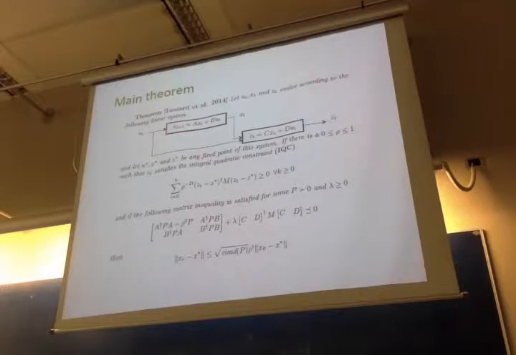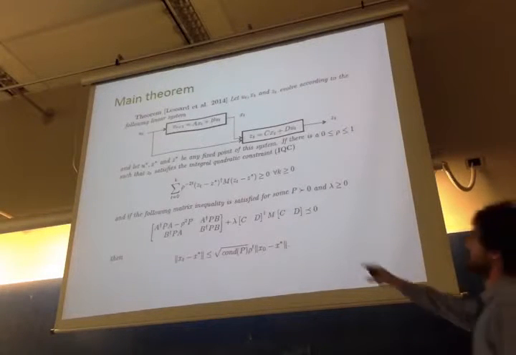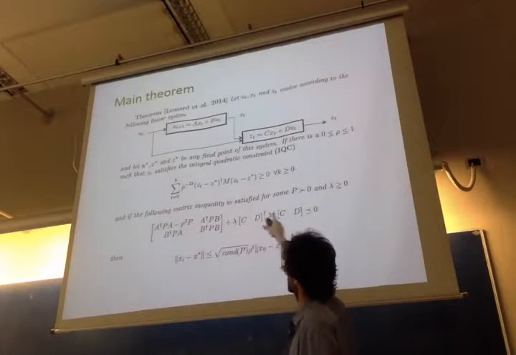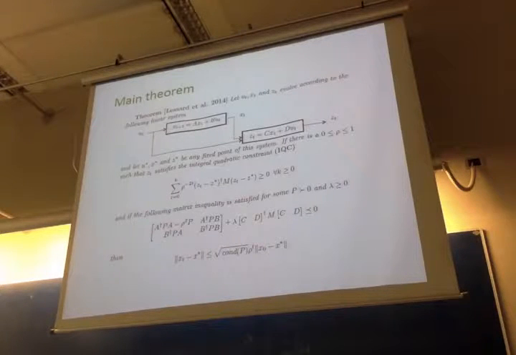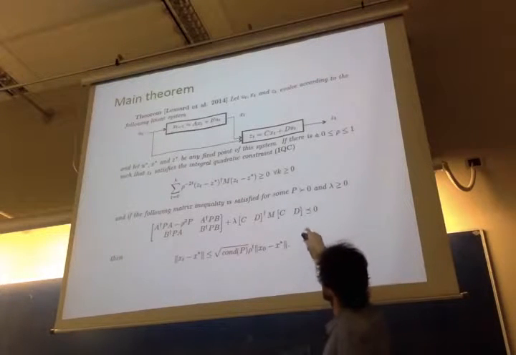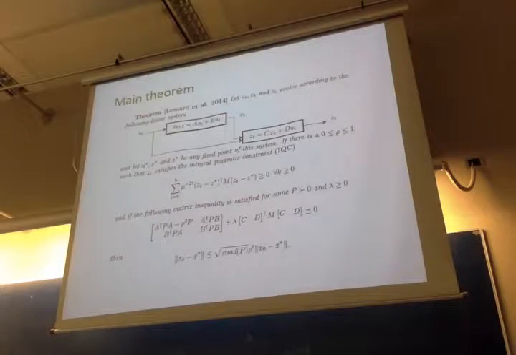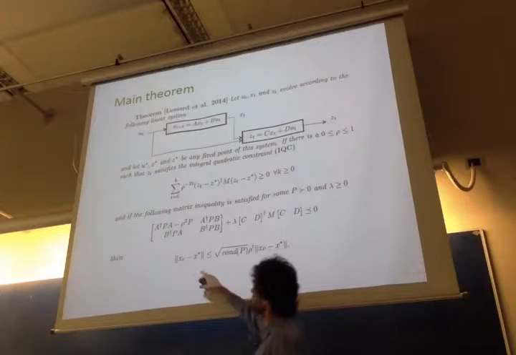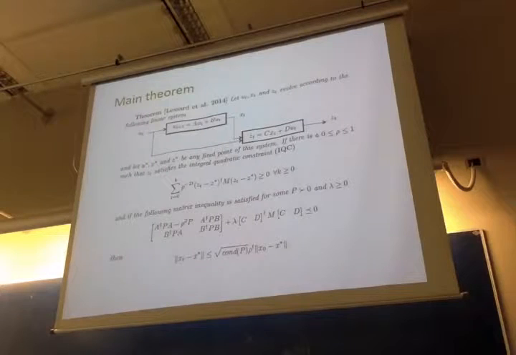Okay? Then if I can find a rho between 0 and 1 such that z of t satisfies this constraint for every k, this is called the integral quadratic constraint. And if in addition, the following matrix inequality is satisfied for some positive definite P and for some non-negative lambda, then one can show that the rate of convergence of x is rho. Okay, so the convergence is exponential with rate rho.